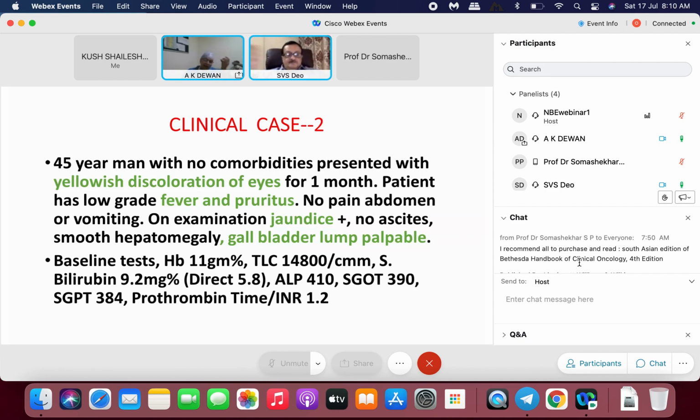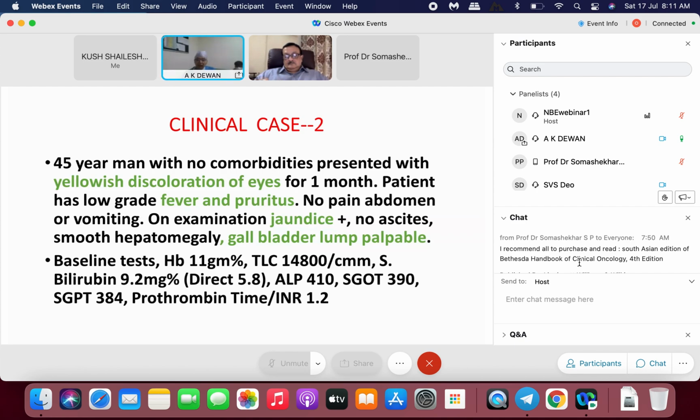Sure, sir. So you may get a clinical case scenario or maybe a photograph or maybe an operative video. A 45-year man with no comorbidities presented with yellowish discoloration of eyes for 1 month. Patient has low-grade fever with pruritus, no abdominal pain or vomiting. On examination, jaundice is present, no ascites, smooth hepatomegaly, gallbladder lump palpable. Baseline test, hemoglobin 11, TLC is raised, bilirubin is 9, ALP is raised, SGOT, SGPT are raised, and prothrombin time INR is 1.2. So this is in brief the clinical scenario which has been given.